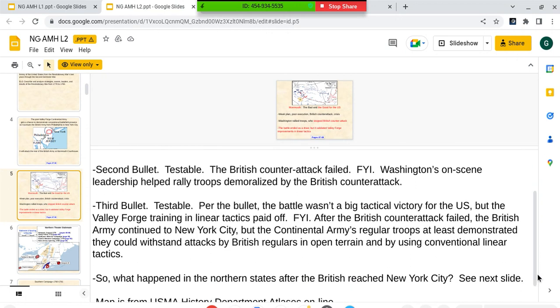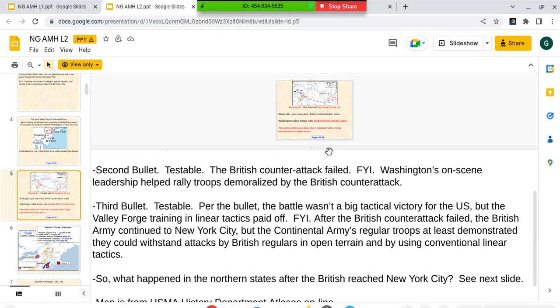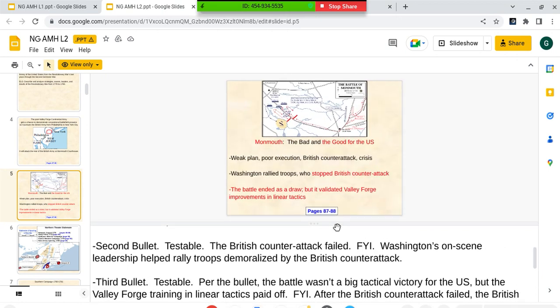It showed that the Continental Army's regular troops could hold up against British regulars in open terrain by using conventional linear tactics. So after Valley Forge and von Steuben, the draw at Monmouth showed that the Patriots could hold up against the British out in the open, fighting against them in linear tactics, because they're doing better now. They're not just losing completely, now it's kind of a draw. They can kind of hold their own against the British. That's what's important to know about Monmouth.